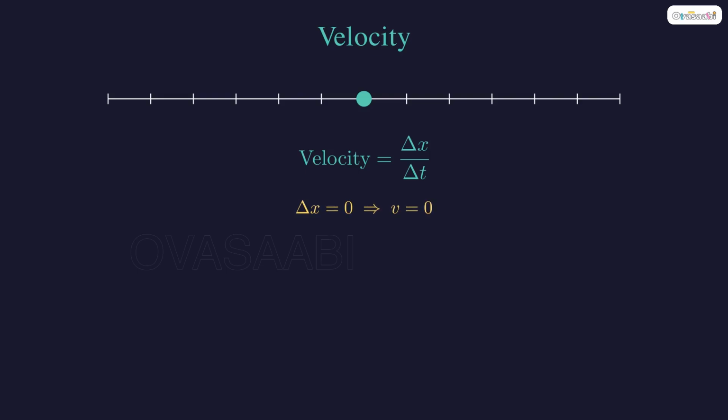Velocity cares about where you end up. Displacement is your change in position, so velocity can be zero or even negative.